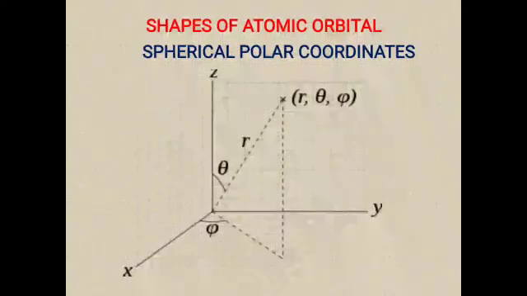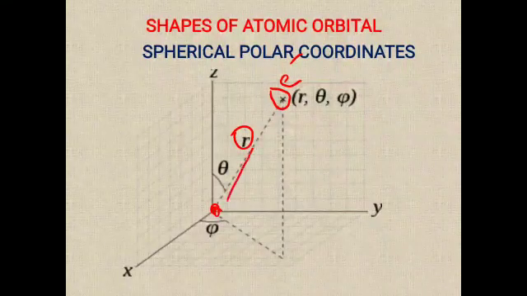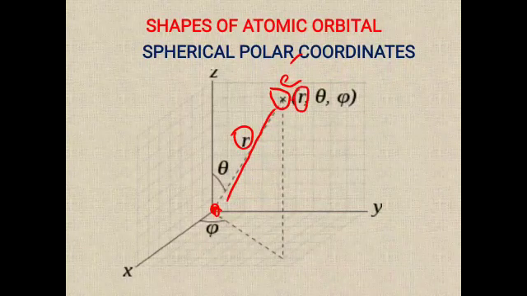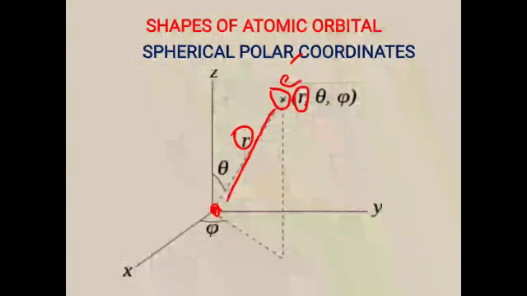Now let us assume this point x as an electron. This electron is located at a distance r from the nucleus. This is the nucleus, and from the nucleus the electron is located at a distance r. The distance between the nucleus and the electron is given by the radius r. So this is called r. Here the electron is located with respect to three different axes, x, y and z. The angle between the radius and the z-axis gives theta.